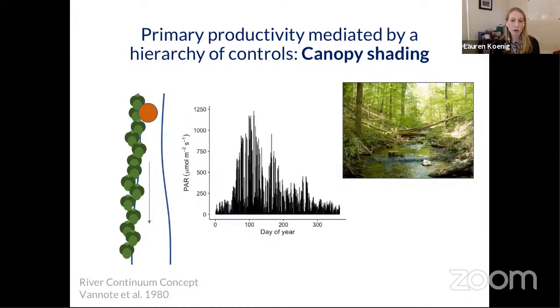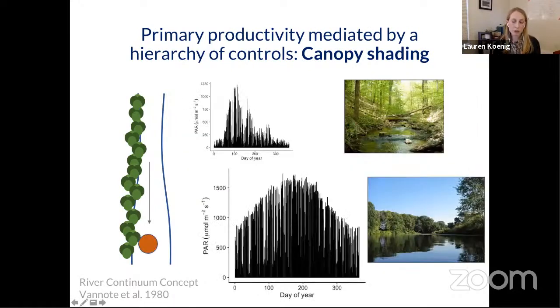So in a small headwater stream, like the one pictured here, light might be limited to this narrow temporal window prior to terrestrial leaf out. Now, as we move downstream into larger rivers, the influence of shading by the terrestrial canopy is often reduced. And so seasonal patterns in light reaching the stream may be more closely aligned with patterns in incoming light.